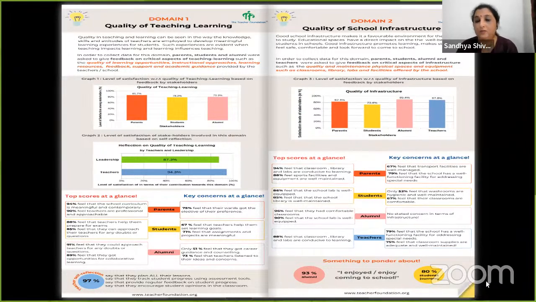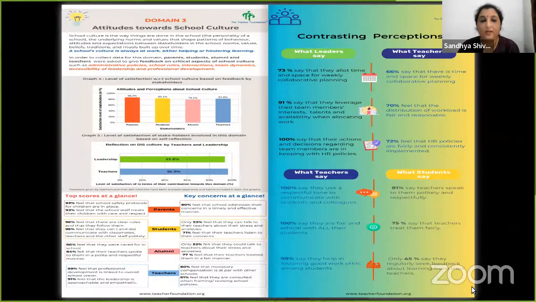Domain 2 is about the school infrastructure. And in the same way, we're focusing on the satisfaction levels of the different stakeholders and about practices of the school that are validated and key concerns at a glance. Domain 3 is the attitude towards school culture. Again, we're talking about how different stakeholders feel about the school and what teachers and leadership feel.